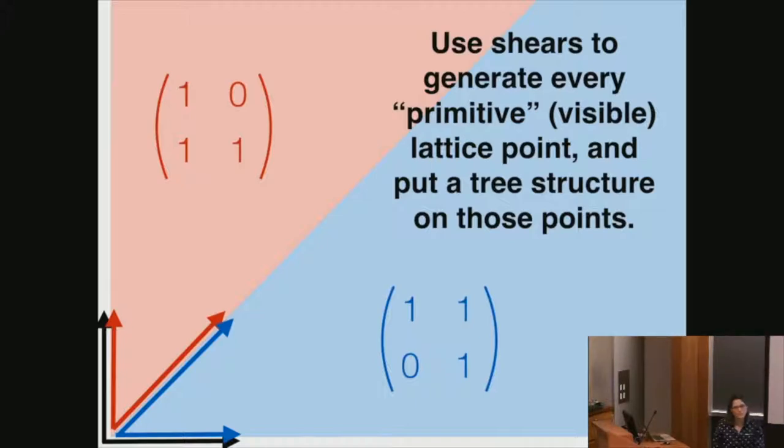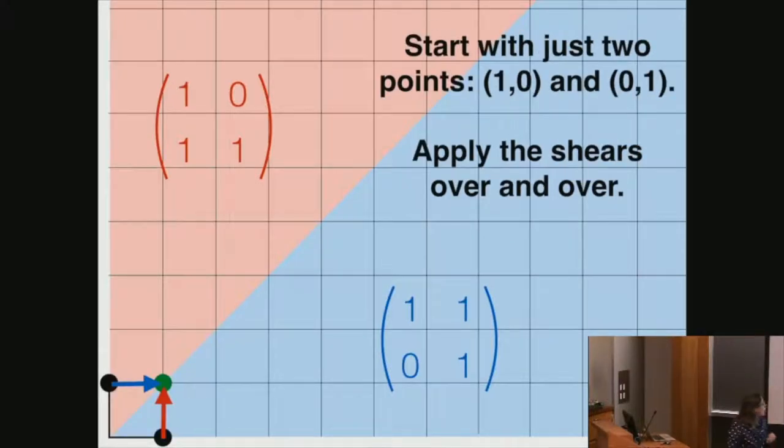Let's see if we can make these things work for us. Okay, so here's the game. We start with just two points, (1, 0) and (0, 1), and we apply both of these matrices over and over. If you apply the blue matrix to this point, it stays where it is. And if you apply the red matrix, it goes here. And if you start with this point and you apply the blue matrix, it goes there, and the red matrix. Okay, so if you apply all the matrices to all the points you have, you just get this new point.